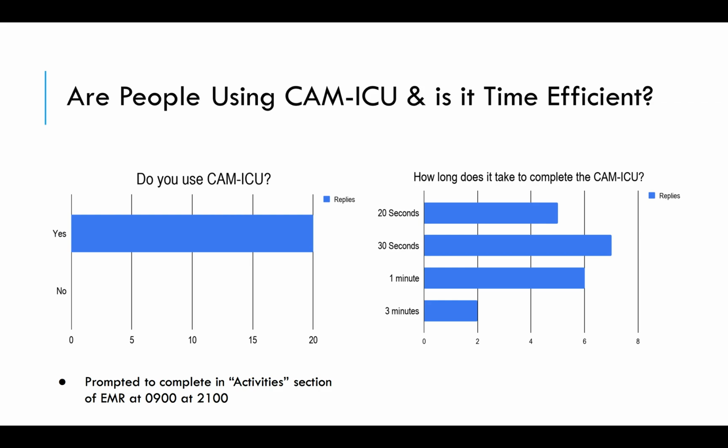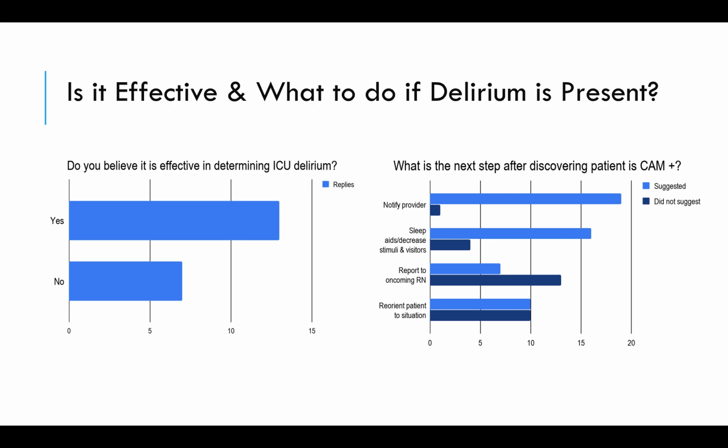How long does it take to complete the CAM-ICU? So this ranged from 20 seconds to 3 minutes, but overall, if you're only doing one task and it takes 3 minutes of your shift and it can yield these amazing results, then this is great and definitely feasible. Is it effective and what to do if delirium is present? So do you believe that the CAM-ICU is effective in determining ICU delirium? Majority of people with 13 said yes, and there were some people who said no, which I'll get to a little bit later in a couple slides.